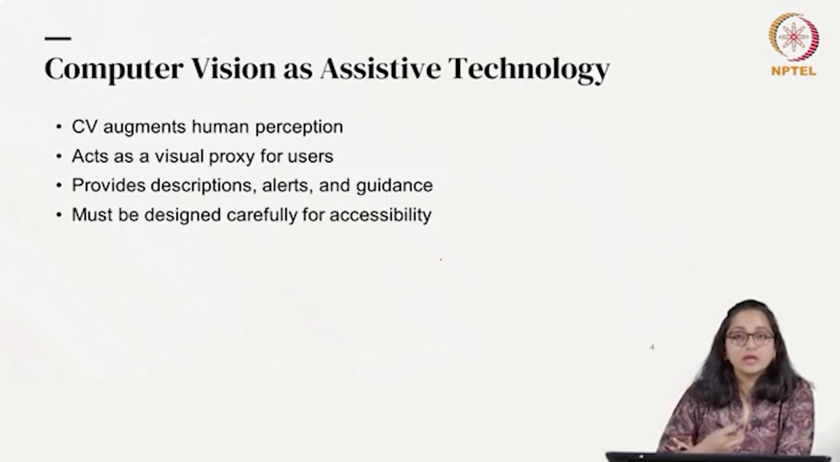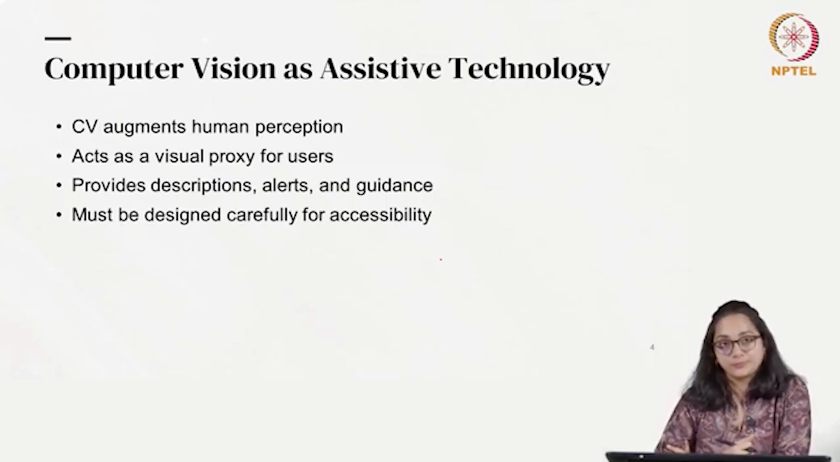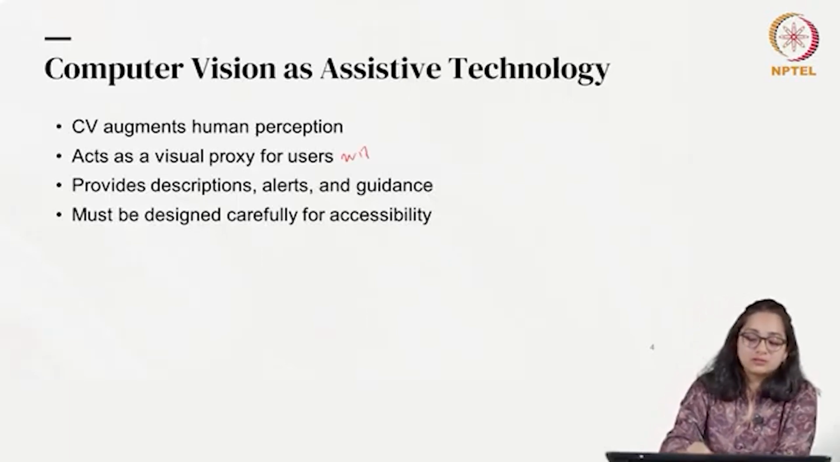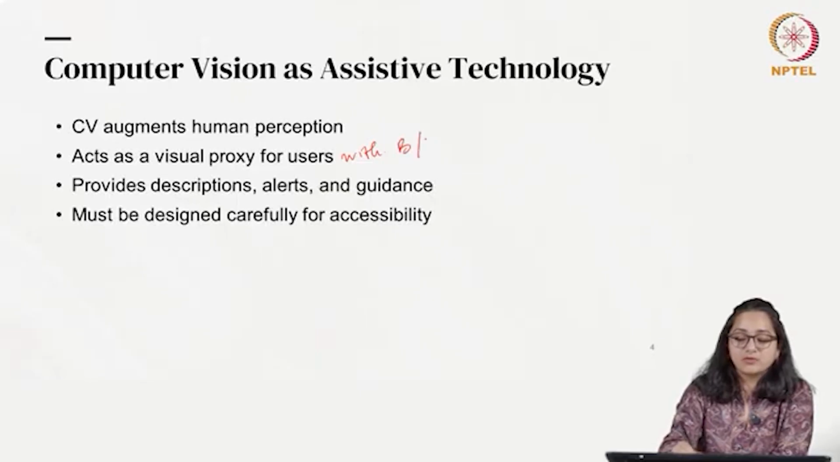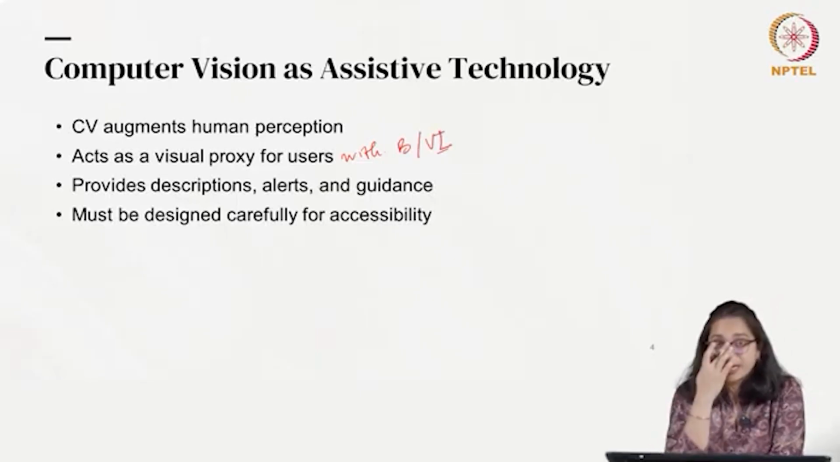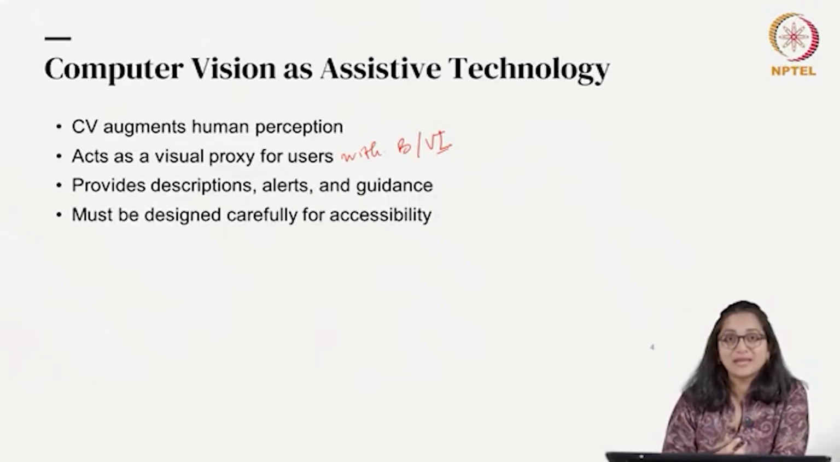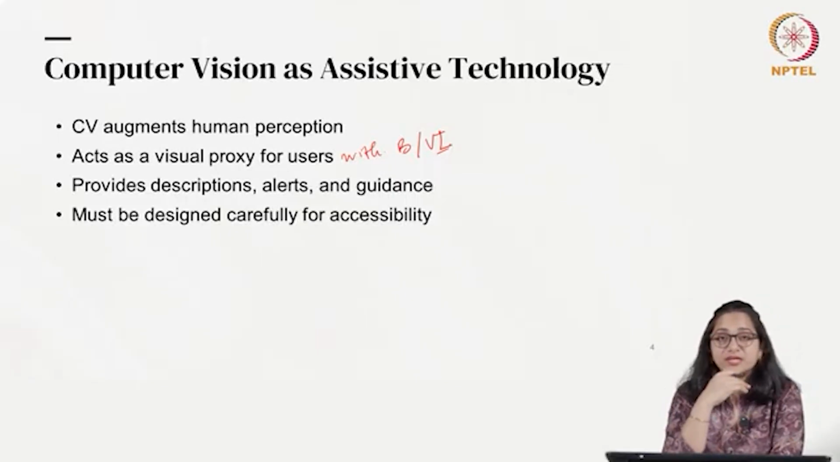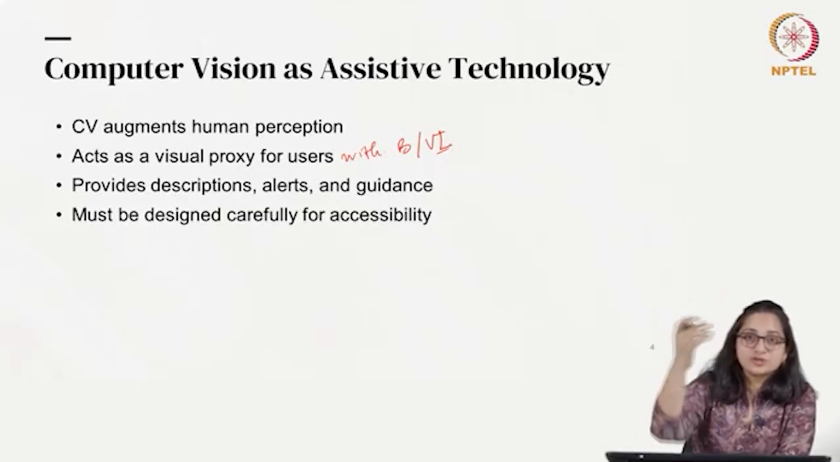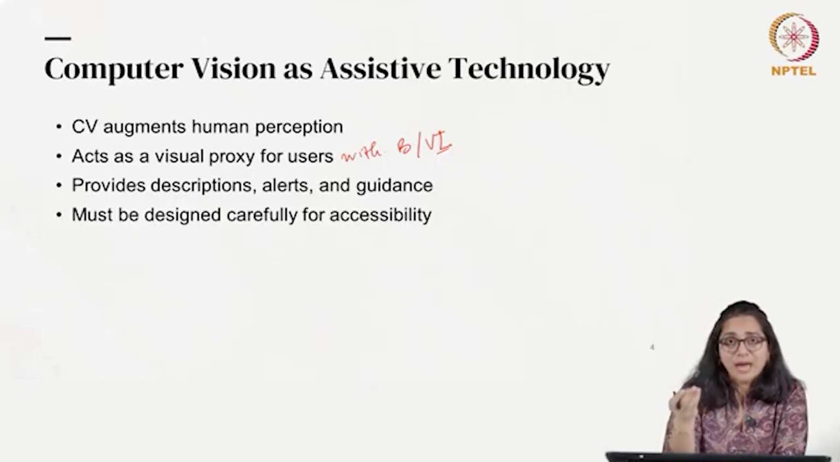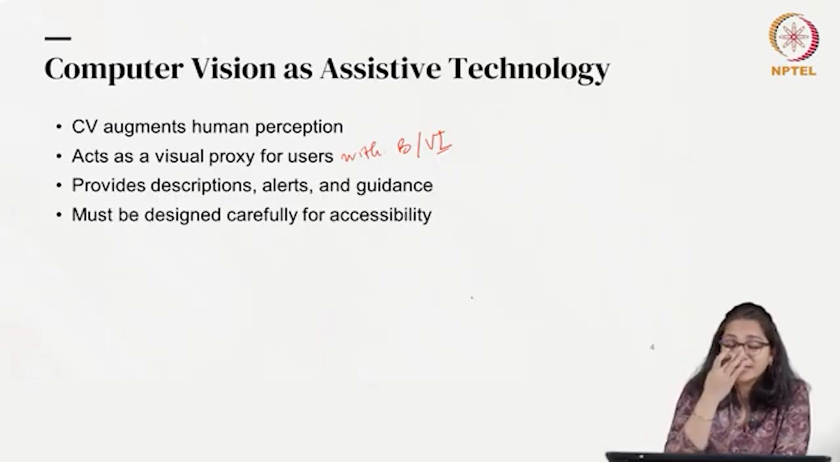So computer vision can augment human perception, right? It acts as a visual proxy for users, particularly with blindness or visual impairment. It can provide descriptions, alerts, guidance, etc. Alerts as in if there is some incoming obstacle, if there is somebody, you are going to crash into something. So for navigation related applications, for reading related applications.